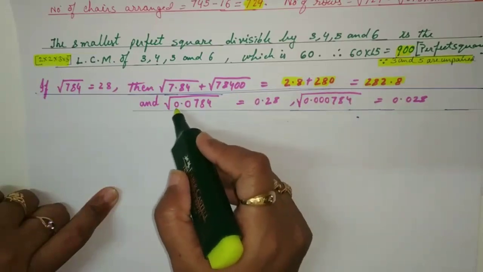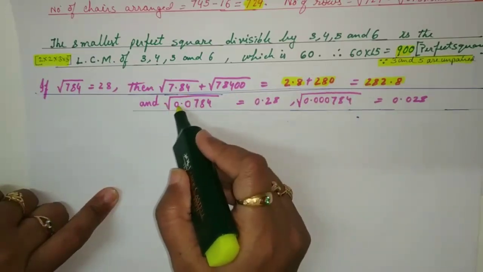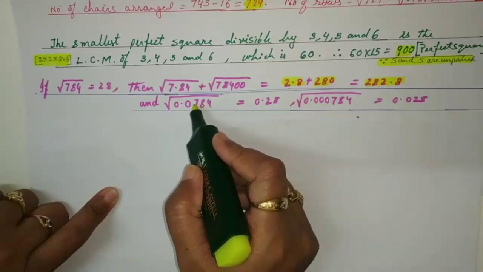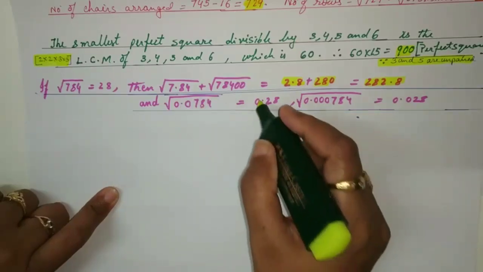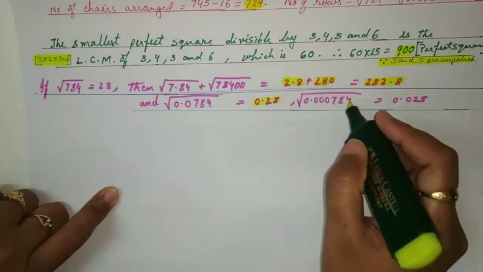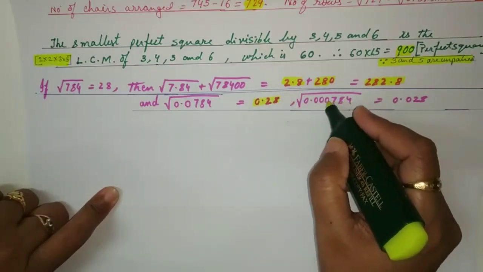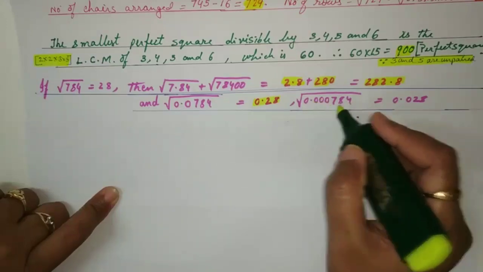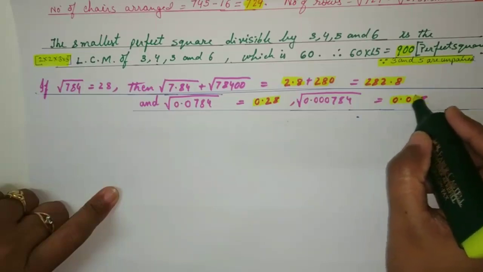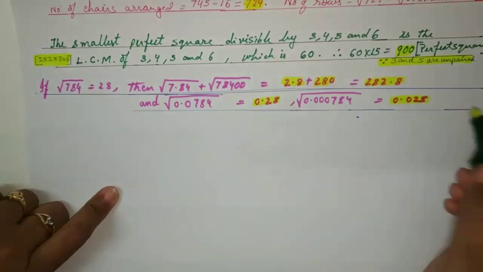Again, if it is square root of 0.0784, how many places are there? 1, 2, 3, 4. So in the answer, how many places? 2, 0.28. One more sum, 1, 2, 3, 4, 5, 6 places. So in the answer, how many places? 1, 2, and 3. I hope you are understanding.